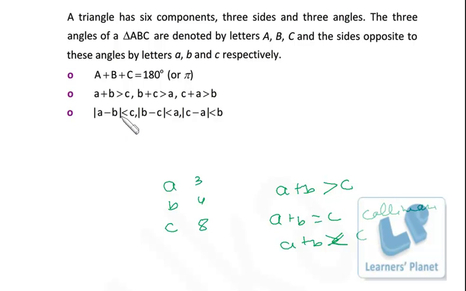Similarly, modulus of A minus B should be less than C, B minus C should be less than A, C minus A should be less than B. Here we are taking the positive difference. Maybe A is greater, maybe B is greater, but we have put A minus B under the modulus sign, so we just get the positive value of A minus B, right? So the difference between the lengths of A and B should be less than C, B and C should be less than A, and C and A should be less than B. Okay?